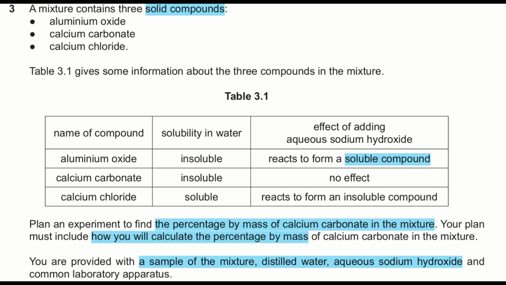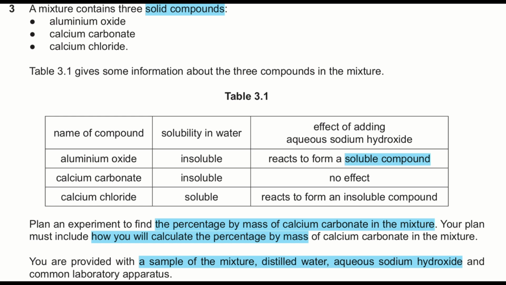Then if we filter the mixture, we'll have aluminum oxide and calcium carbonate, both solid, combined. So after we filter the mixture, the solid that remains is called the residue, and the liquid that escapes the filter funnel is called the filtrate. So we'll have the filtrate of calcium chloride and the residue of aluminum oxide and calcium carbonate. But how will we separate it?